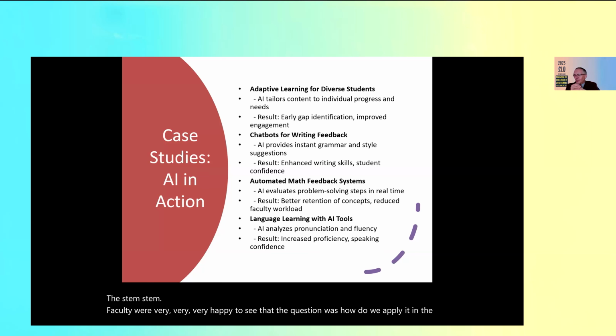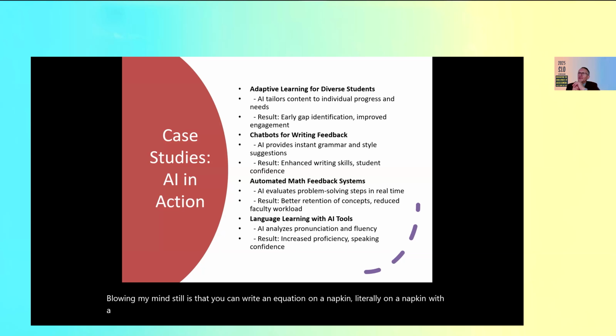Now we have, when it comes to math assessment, something that's just absolutely blowing my mind still, is that you can write an equation on a napkin, literally on a napkin with a pen, take a picture with ChatGPT, or now you can even video zoom in on it and ask, how do I solve this? And ChatGPT is going to give you step-by-step instructions.